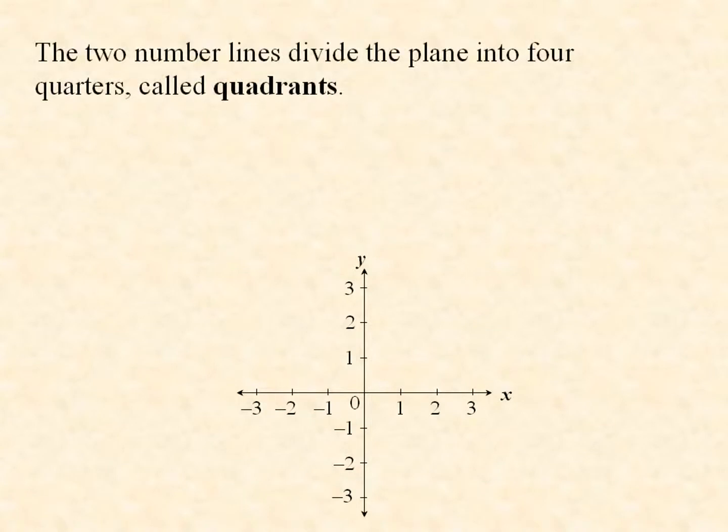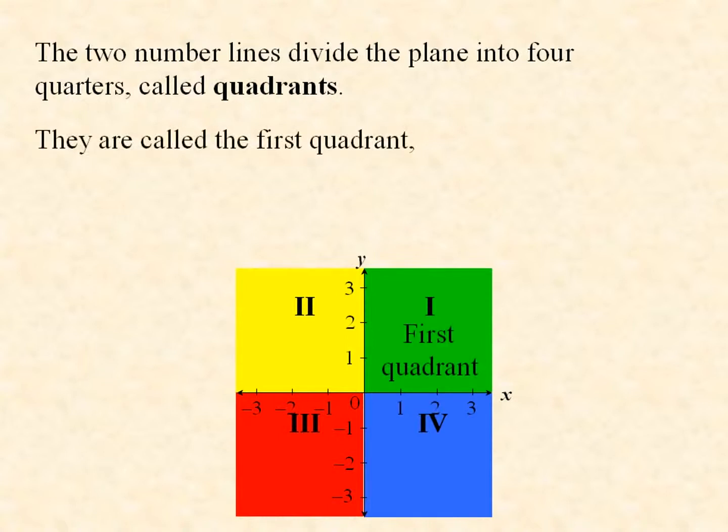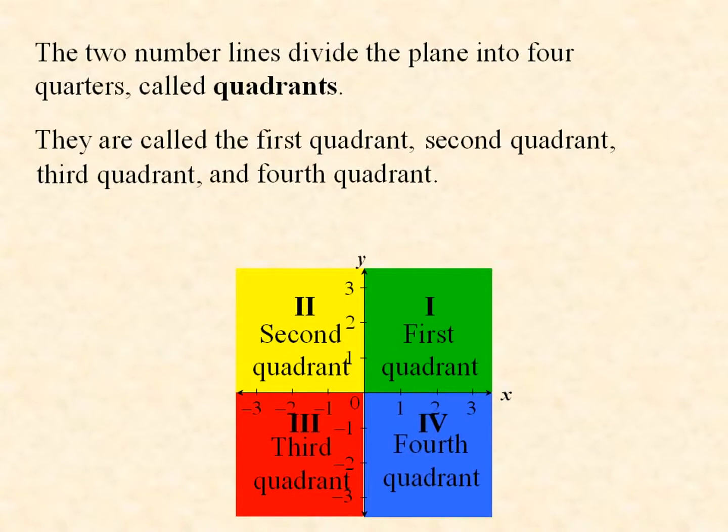The two number lines divide the plane into 4 quarters called quadrants, like this. We usually number them with Roman numerals in counterclockwise fashion. They are called the first quadrant, second quadrant, third quadrant, and fourth quadrant.